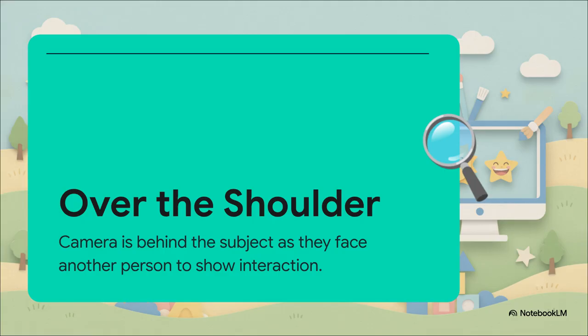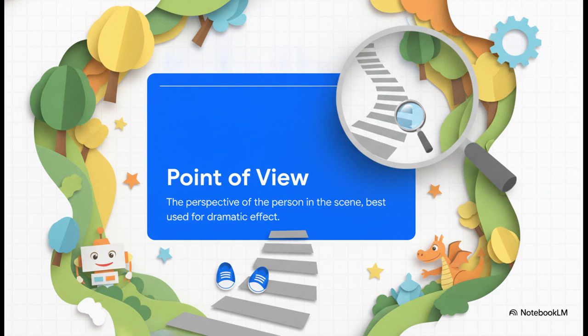The camera sits behind the subject while they face someone else. This is highly effective for showcasing an interaction or a confrontation. It lets you capture one character's movement right there in the foreground, while perfectly framing the other character's reaction in the background. Coming in at number 8 is the point of view, or POV shot.